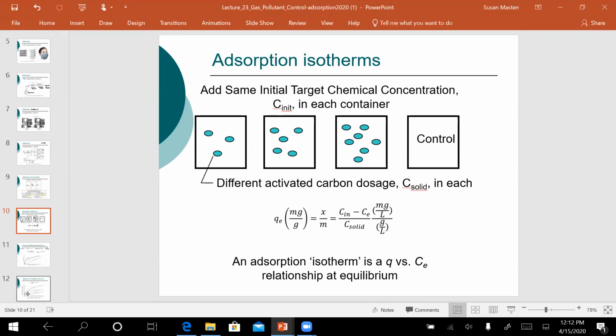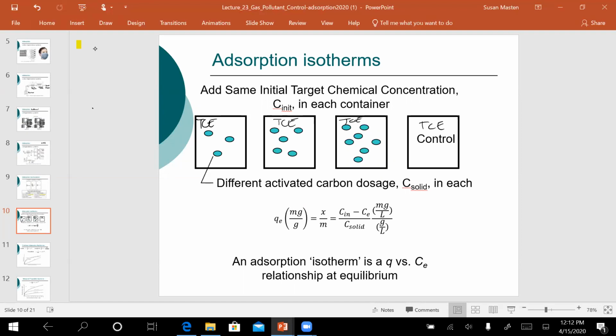Any sort of adsorption, when we look at that, we use what is referred to as adsorption isotherms. Isotherm just meaning same temperature. So what we do is, let's go back to our trichloroethylene. We have a solution that contains trichloroethylene, and all of them contain the same concentration of trichloroethylene to start with. We're going to add different masses of activated carbon.